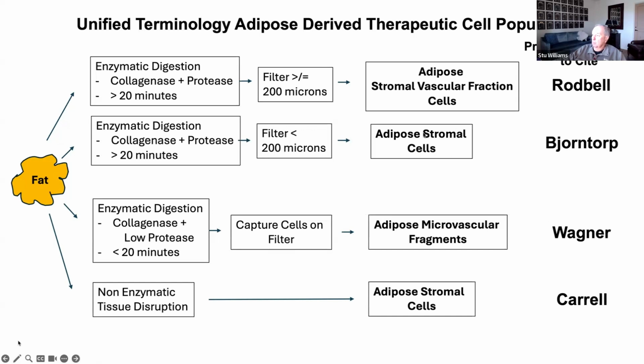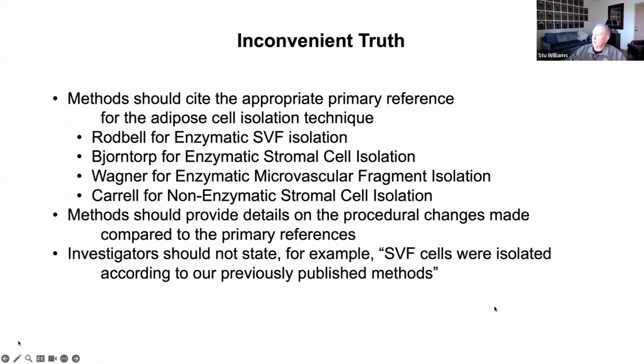This is adipose stromal cells that he's isolating. Wagner captures the cells with a smaller, shorter collagenase digestion. That's adipose microvascular fragments, and then non-enzymatic tissue disruption. These are adipose stromal cells. This is not the adipose stromal vascular fraction.